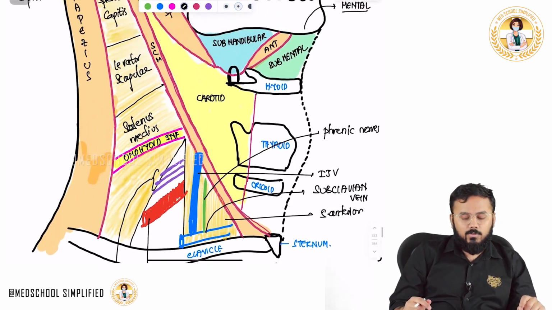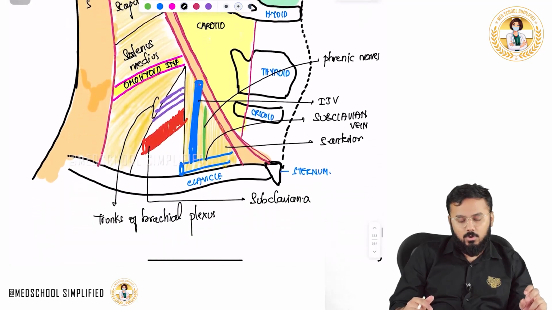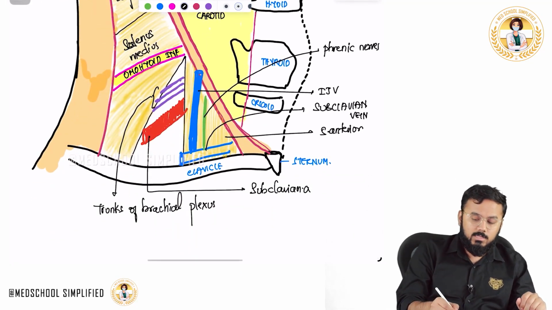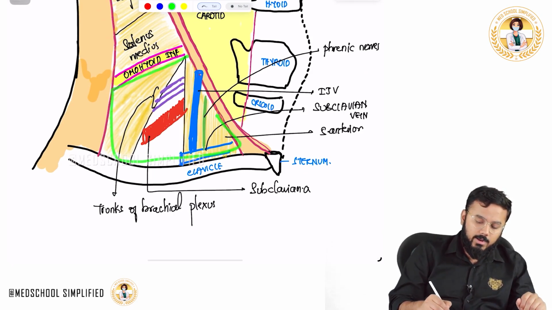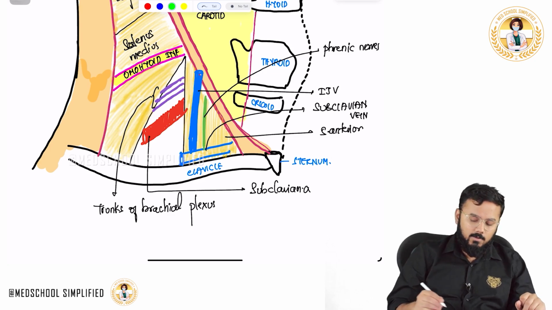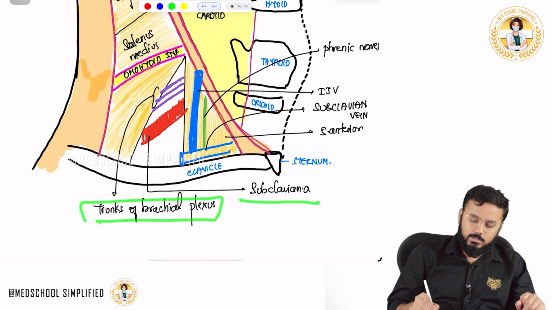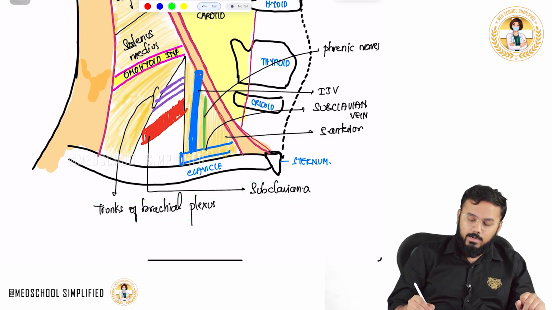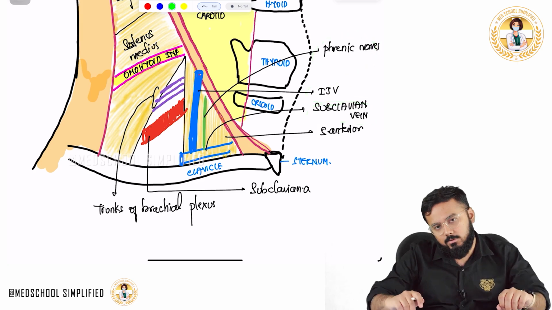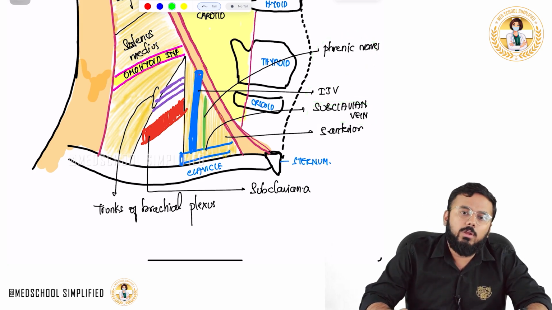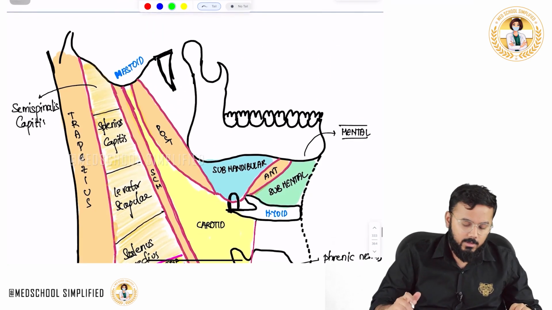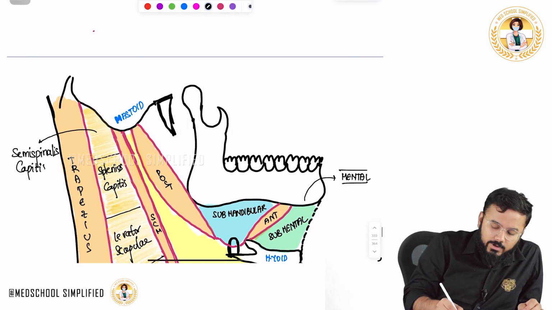So if I ask you what are the contents of this triangle, this particular triangle is called your supraclavicular triangle. It has the following contents: the trunks of the brachial plexus, the subclavian artery, the subclavian vein, internal jugular vein, as well as the phrenic nerve. These are the structures that are located within this triangle. So this is what we discussed so far.